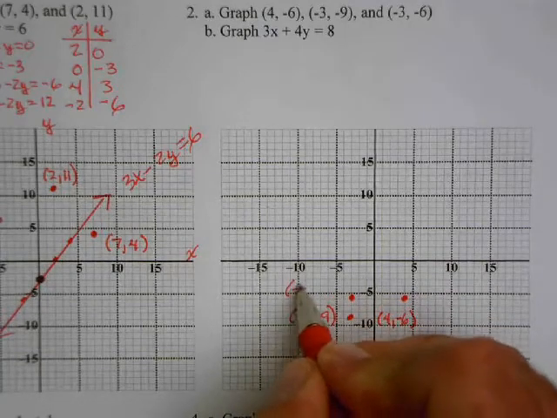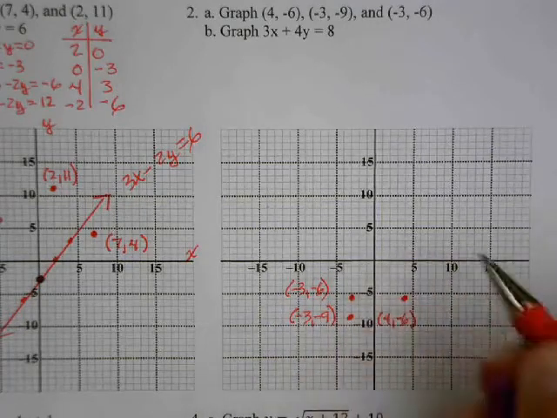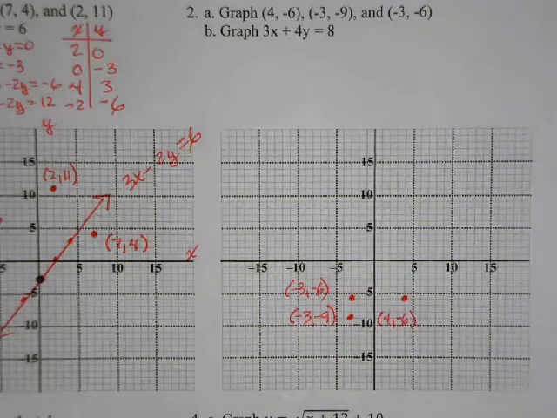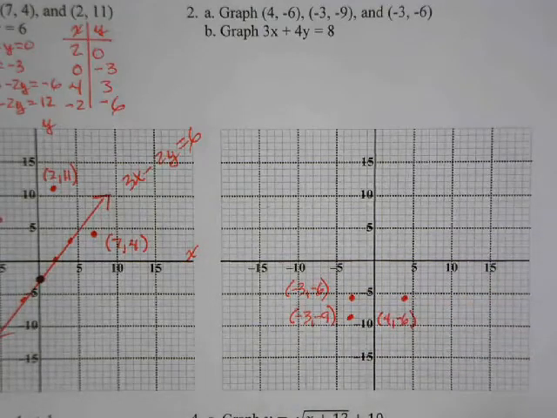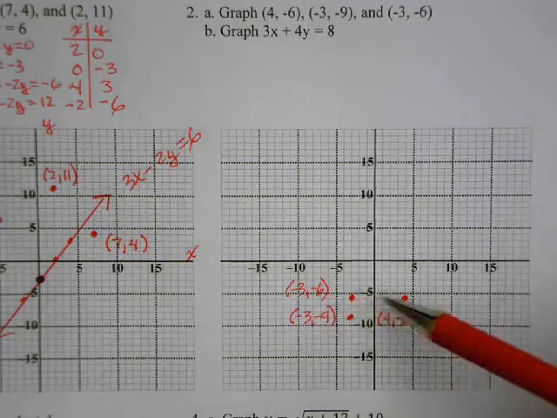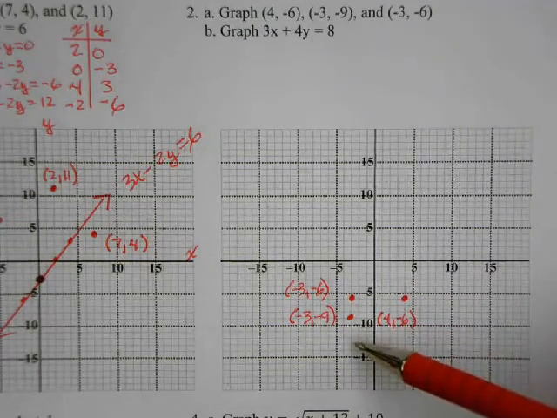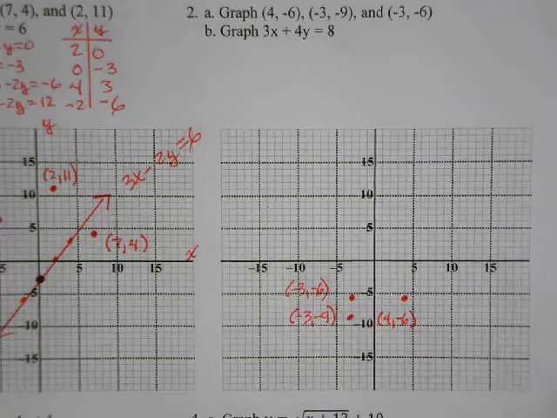And 1, 2, 3, because we went negative x, always x first. And then 1, 2, 3, 4, 5, 6. Note that when the first number is the same, they're going to end up being one above or below the other. If the second number is the same, they end up being horizontally connected.